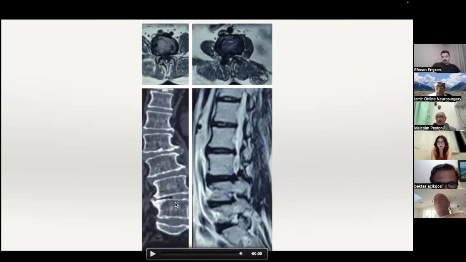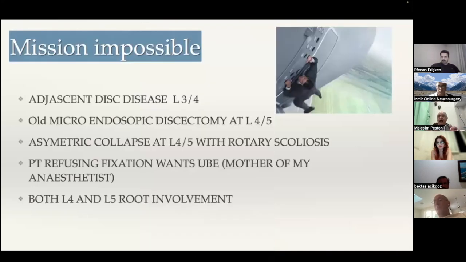The patient has already undergone a discectomy and has an asymmetric collapse leading to stenosis. This level was hard, with chronic root irritation, but this caused adjacent segment disease here, leading to an acute disc herniation above. The patient is 78 years old and she refuses implantation. What would most of you do? I'm sure most of you would do fusion, right? I didn't have that choice.